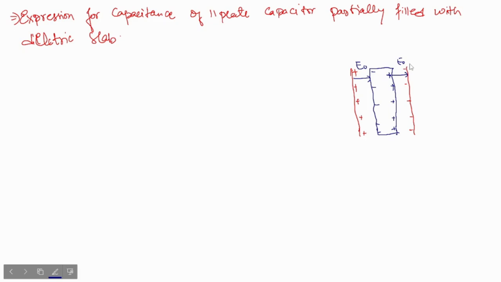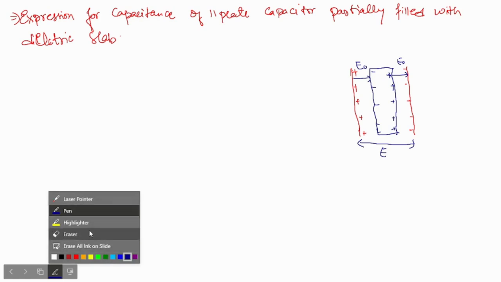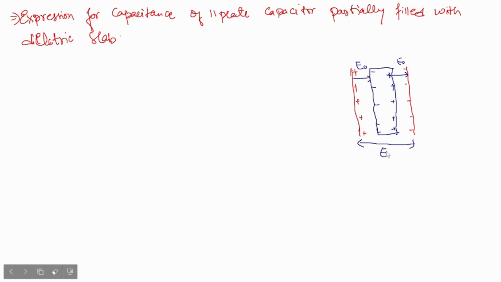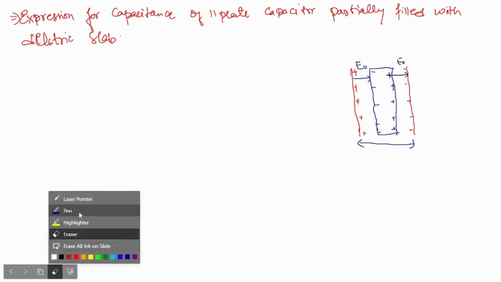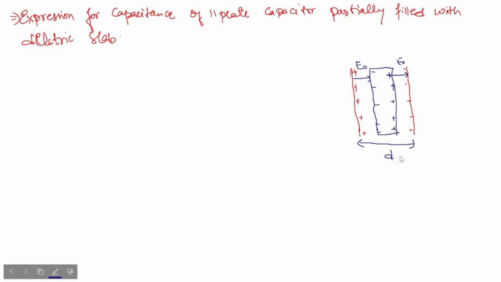Now, if you consider the distance between the plates as small d, and the thickness of the slab as small t, then inside the slab the electric field will be E naught by K.